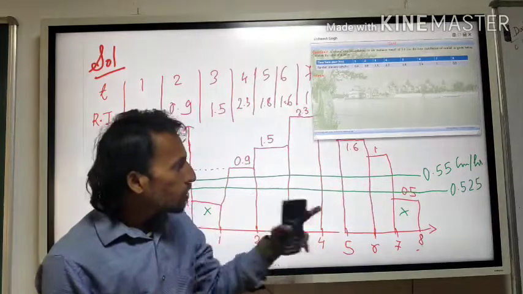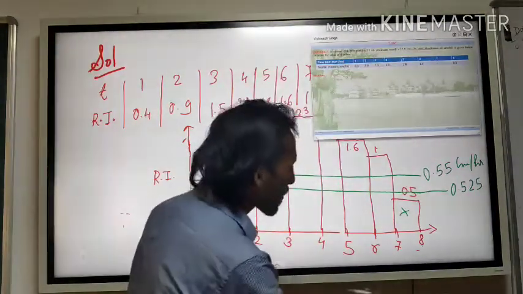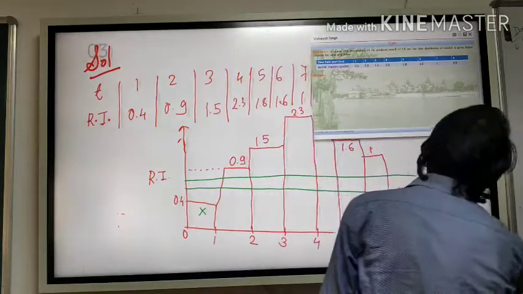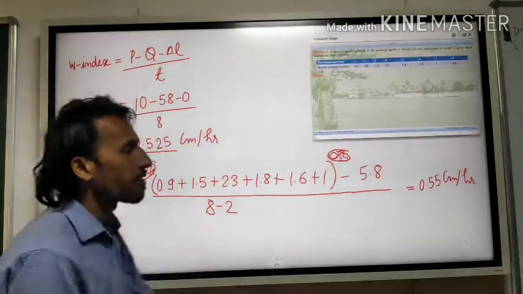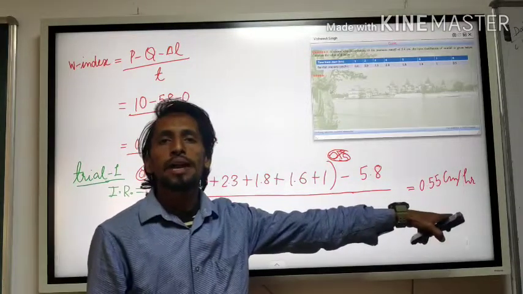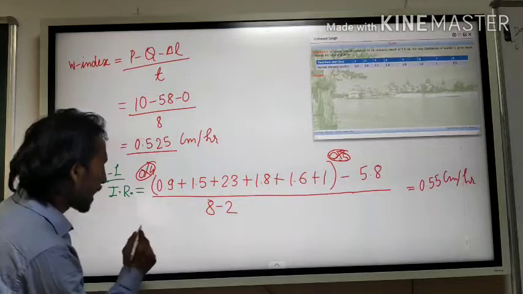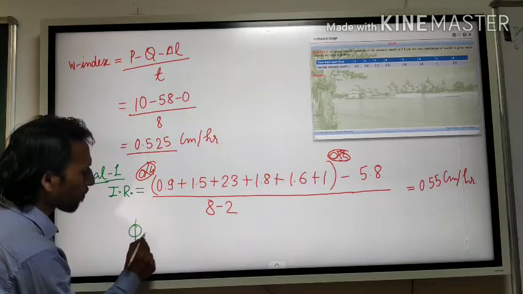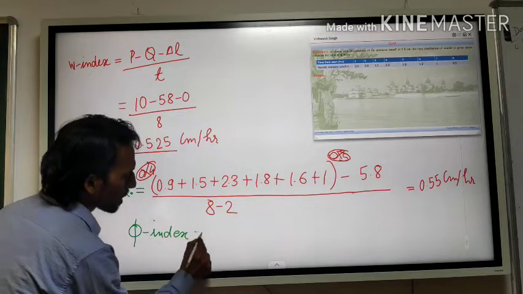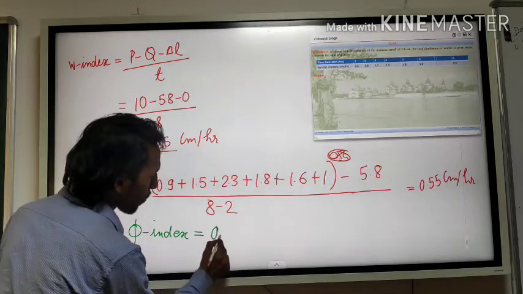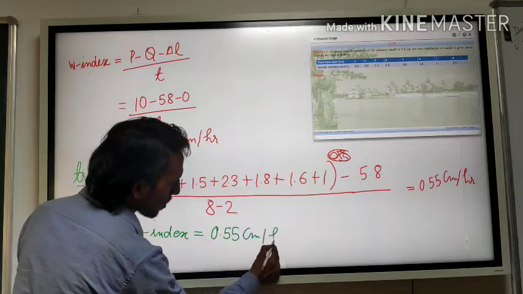Okay, that also means that this is the maximum value. So it is good that in our first trial itself we are getting this 0.55, which is a maximum value. That also means that the value of phi index is also 0.55 centimeter per hour.